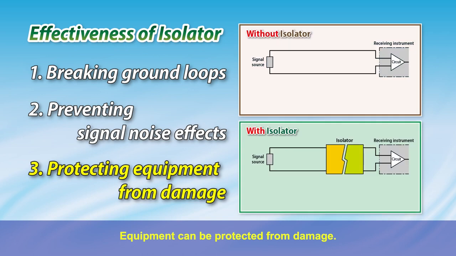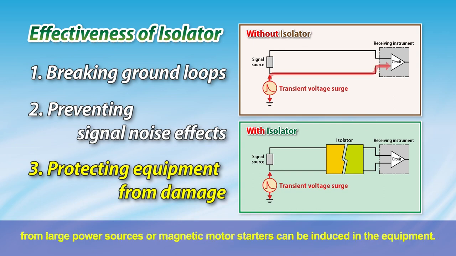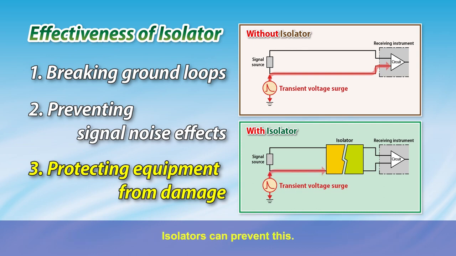Equipment can be protected from damage. For example, strong transient voltage surges caused by electromagnetic waves from large power sources or magnetic motor starters can be induced in the equipment. Isolators can prevent this.